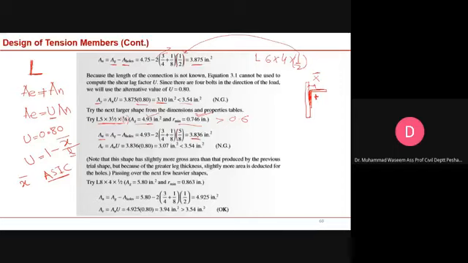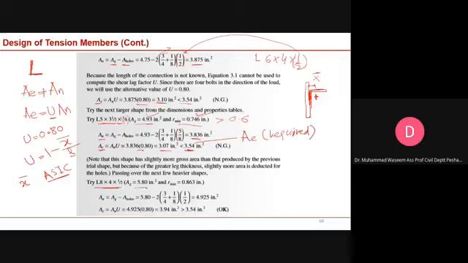Then you have to calculate the effective area. The effective area is 3.70 inch square. This is less than 3.5, what is this, the required net area. Required. Now this is also not satisfactory. You will try another member.